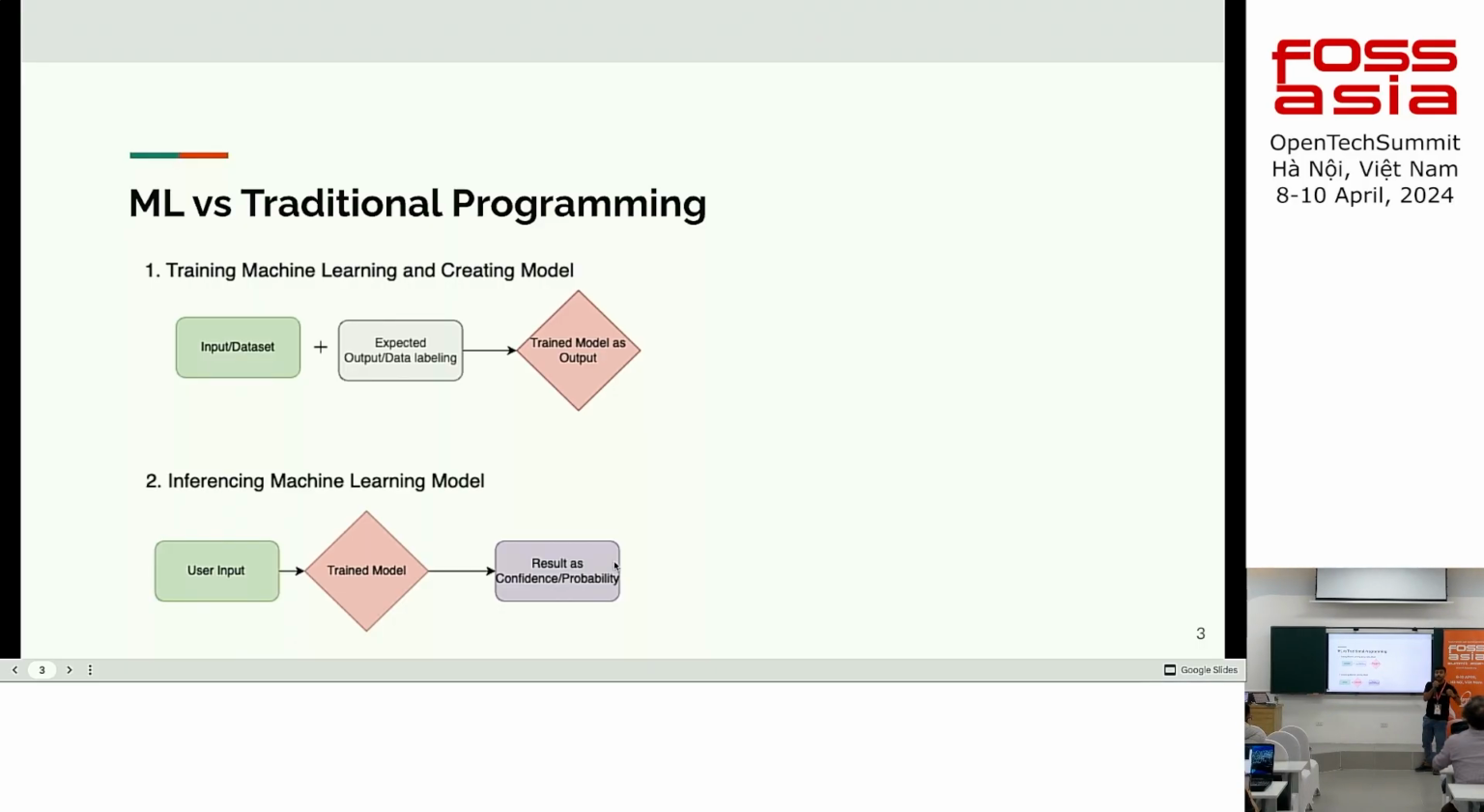We will give input plus output, then we will get an algorithm. This is the algorithm. Okay, this is the first step. This is called training the data. The second part is inferencing the data.